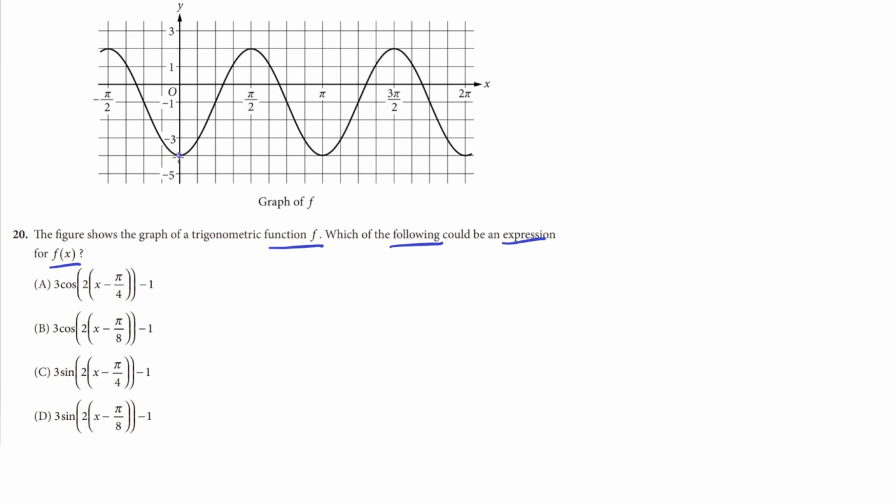So let's look at this point here. When x is 0, y is negative 4. So let's see if, when we plug in x is 0 into all of these, do we get negative 4?